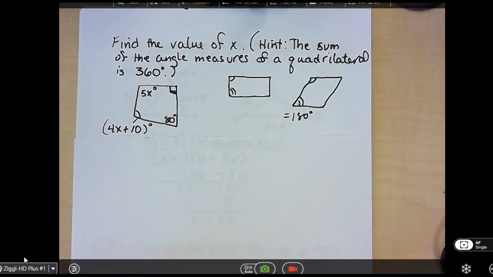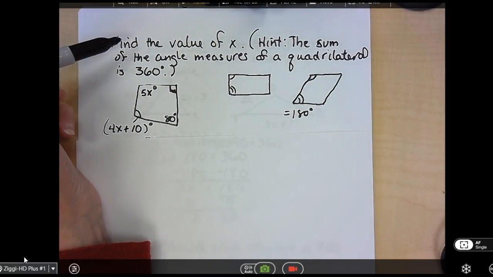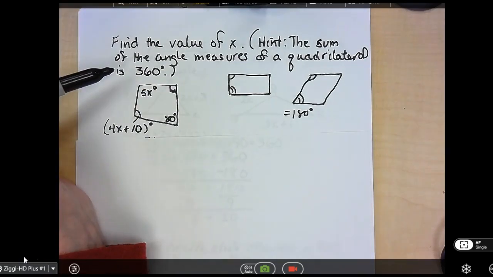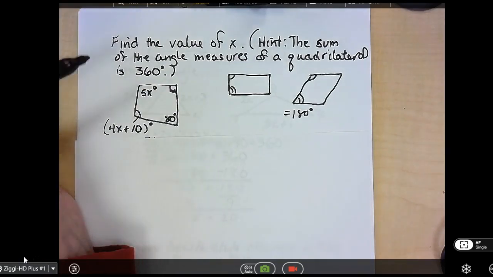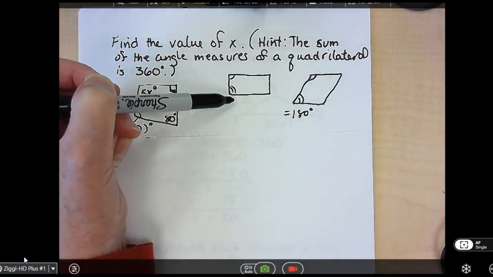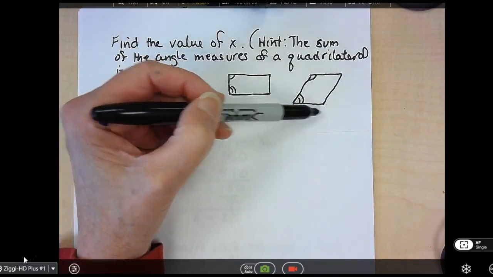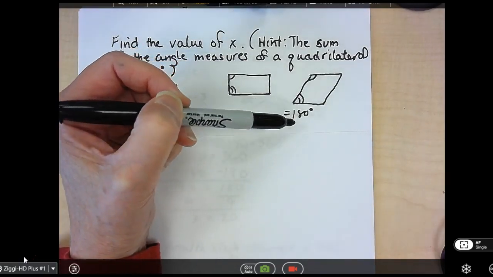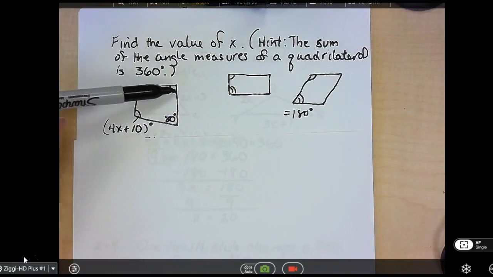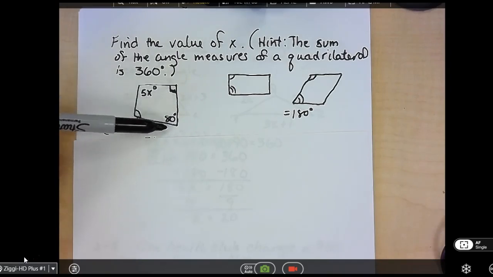They will also have some geometry style equations. Find the value of x. Hint, the sum of the measures of the angles of a quadrilateral is 360 degrees. Now if you had a rectangle, these two opposite angles here would add up to 180. And same in a parallelogram, opposite angles add up to 180 degrees. In our drawing here, we have more of a trapezoid style. So these two of 90 and 80 only add up to 170. They don't add up to 180.